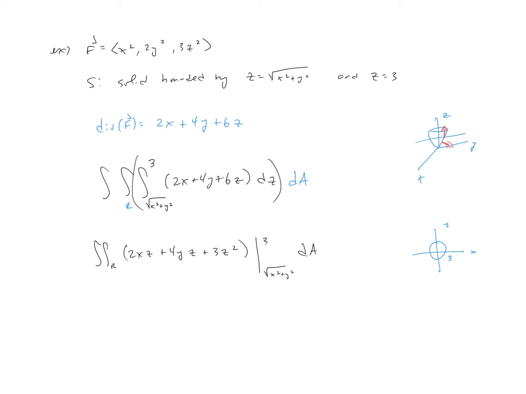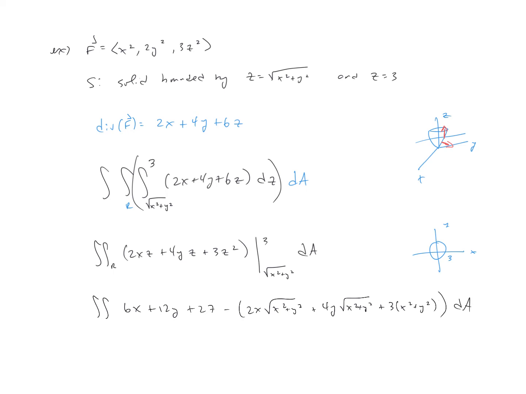So as you go ahead and plug this in for z, you'll be down entirely to x's and y's. Once you get down entirely to x's and y's, I would probably then convert over to polar for the remaining two integrals. So let me plug that in. If I plug the 3 in, that's going to give me 6x plus 12y, plus 27, and then minus 2x times the square root of x squared plus y squared, plus 4y times the square root of x squared plus y squared, and then plus 3 times x squared plus y squared.